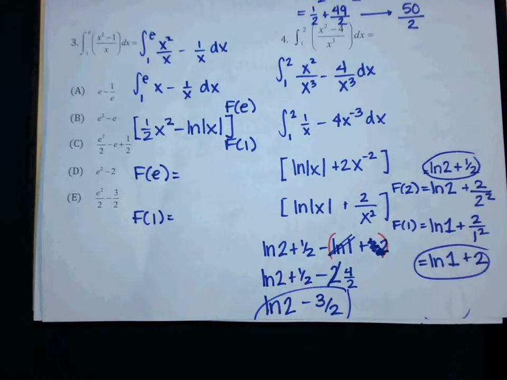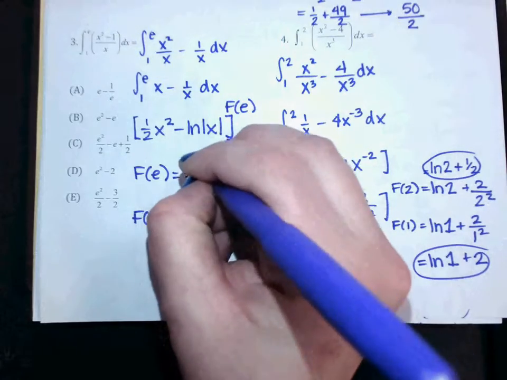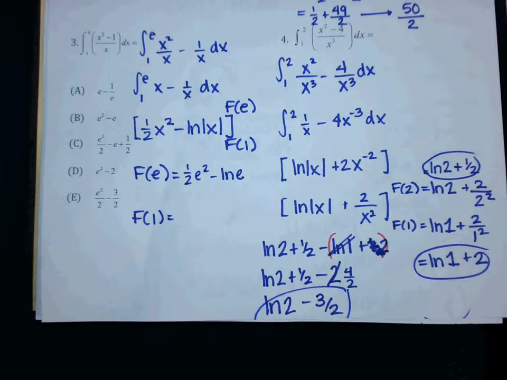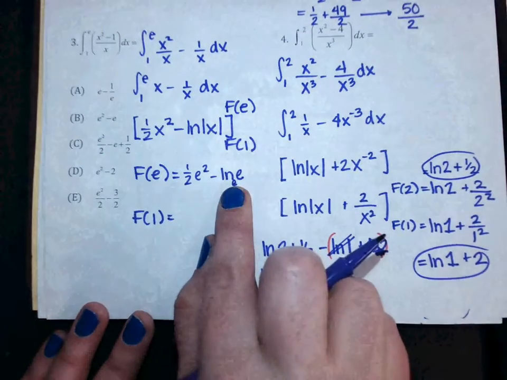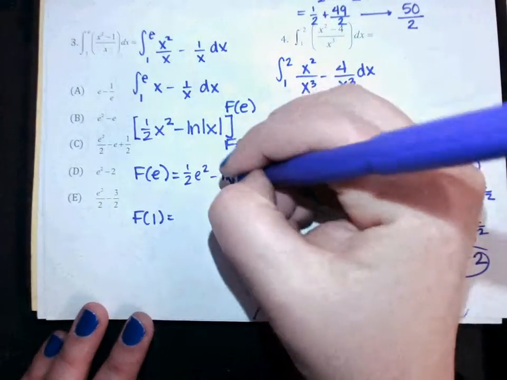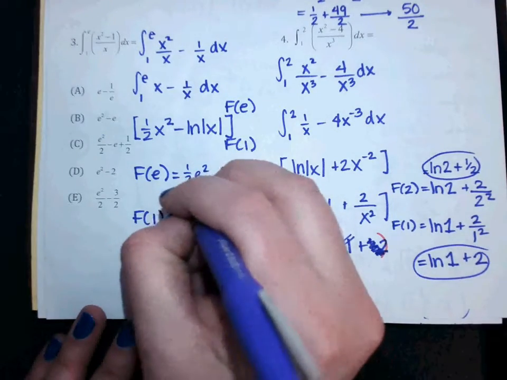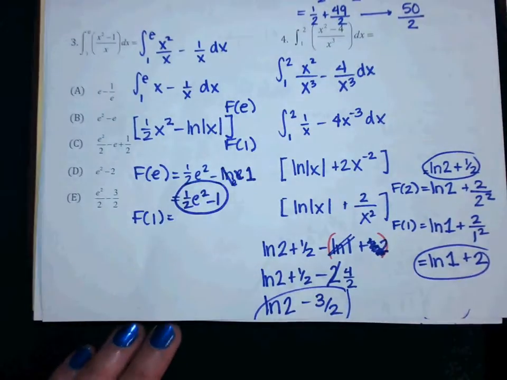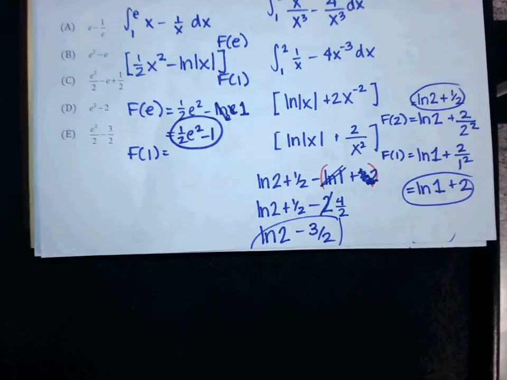Okay, so plugging in e, I'm going to have 1/2 e squared minus the ln of e. The ln of e is the exponent that you put on e to keep it an e. So it's 1. So that's going to be 1/2 e squared minus 1. Got it so far? 1/2 e squared minus 1.